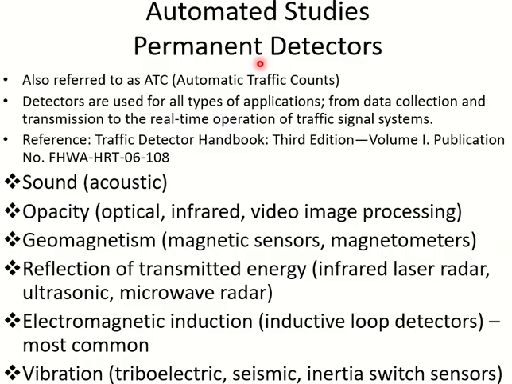The counts which we get from these permanent detectors are also called ATCs, automatic traffic counts, because we are taking them automatically and they come throughout the year. So we call them ATCs. This is another name. If you see that the ATC of this location is such and such, that means the count is taken by a permanent detector. So ATC refers to the device being a permanent detector.